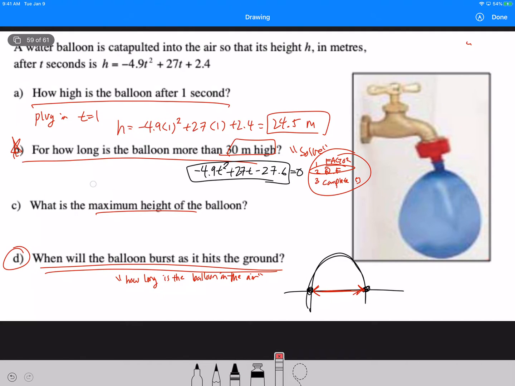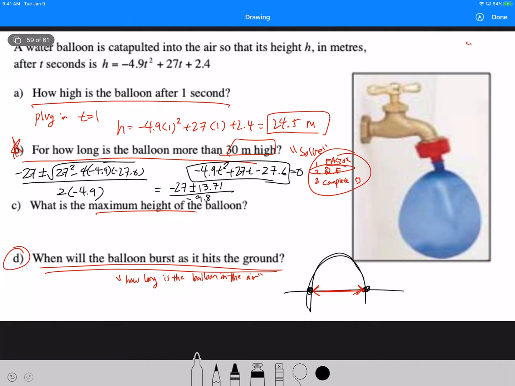Now after that, all you got to do is just plug into the quadratic formula. We get negative 27 plus and minus the square root of 27 squared minus 4 times negative 4.9 times negative 27.6, all over 2 times negative 4.9. Whew, that was a handful. But now here, let the calculator do the magic for you. So 27 squared minus 4 times negative 4.9 times negative 27.6, and I get 188.04, but I need to square root that, so I get 13.7 approximately. So hopefully you all end up with the same thing, and the denominator becomes negative 9.8.